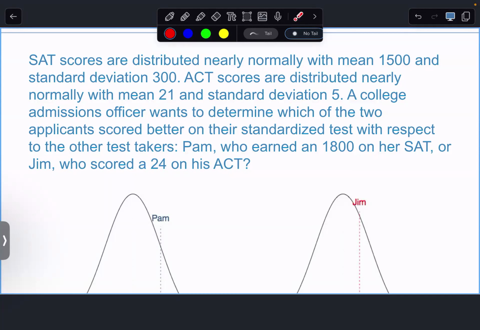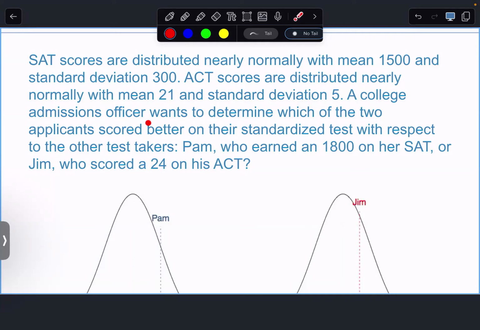The difference is that the SATs have a mean of 1,500. So the average score on the SATs is 1,500 with a standard deviation of 300. Quite a large spread. Whereas ACT scores are still distributed nearly normally with a mean of 21, so you've got a score of 21 on average with a spread of 5. As it stands, you can't compare those two. But we can.